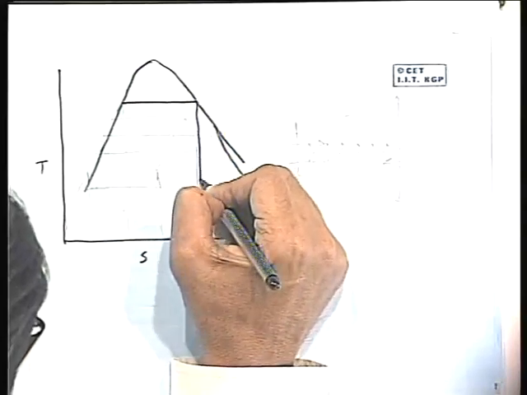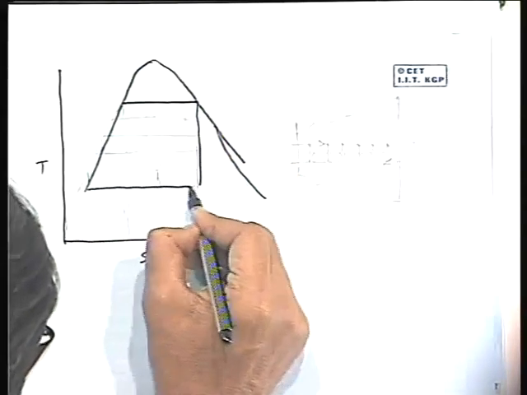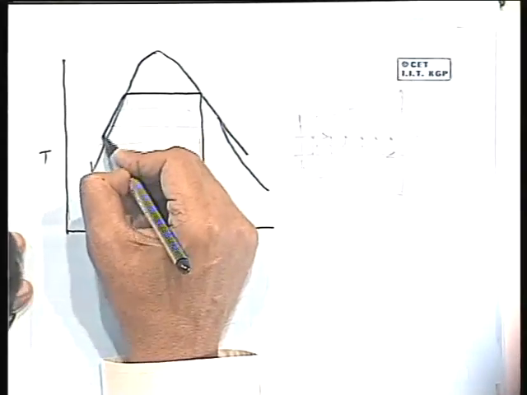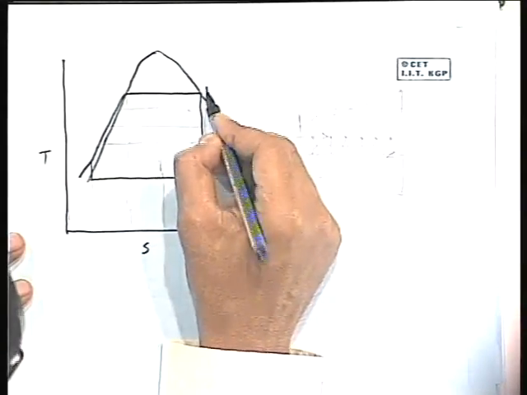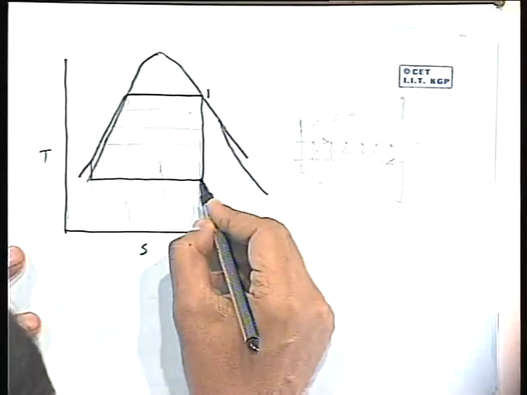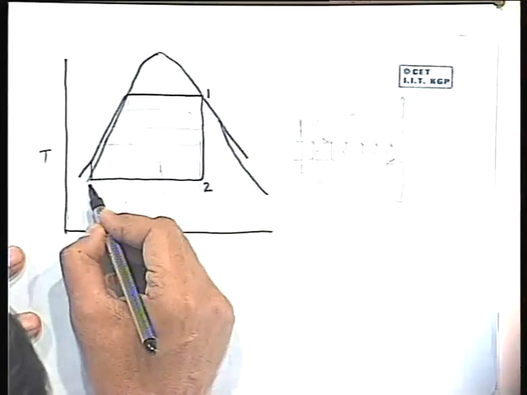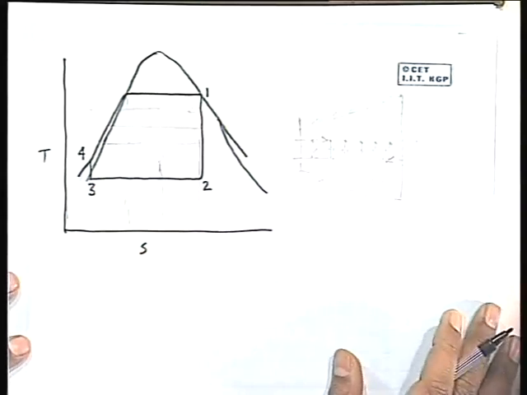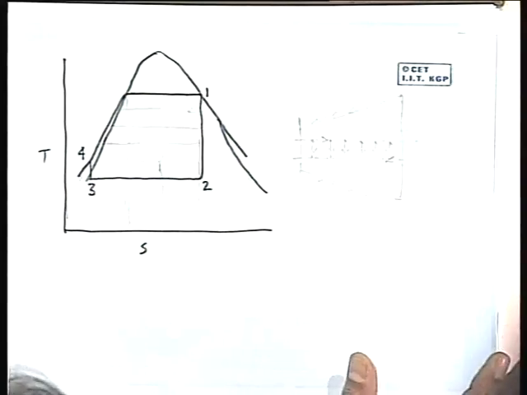Let me first draw the basic Rankine cycle. That means this is my point 1, this is my point 2, this is my point 3, this is my point 4. So let me draw the basic Rankine cycle like this. This was the basic Rankine cycle.